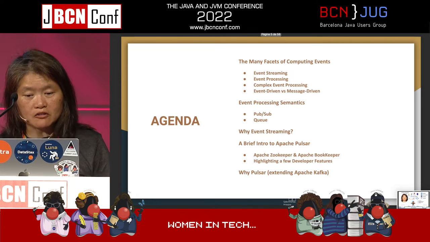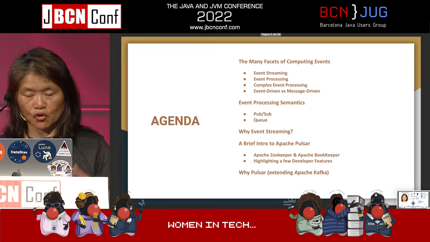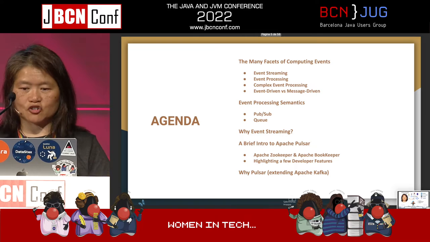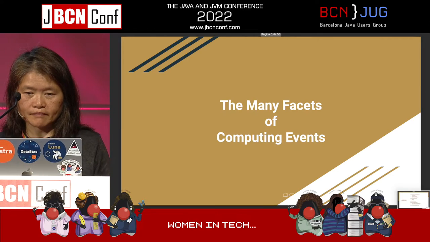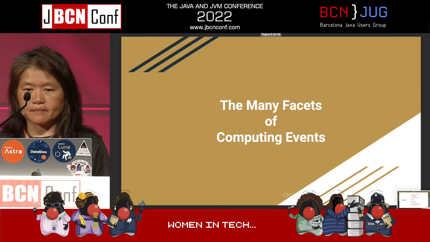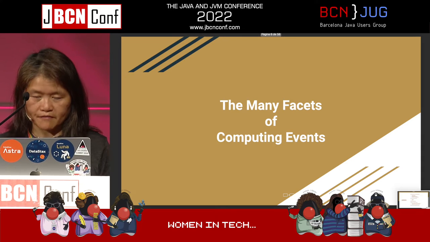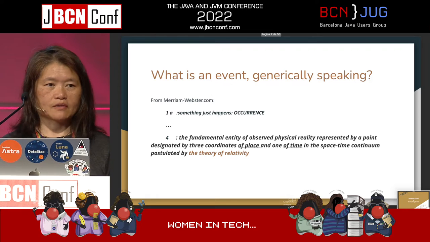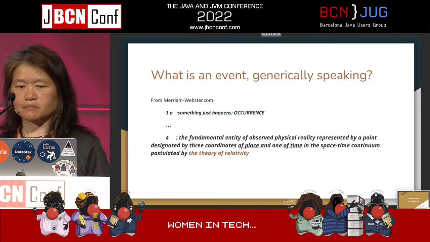And also, why Pulsar, right? Why maybe it's a choice for you if you are looking beyond just doing distributed messaging like Kafka, for example. So I'll start with the many facets of computing events. So first of all, what is an event, right? Generically speaking, not even with computers.